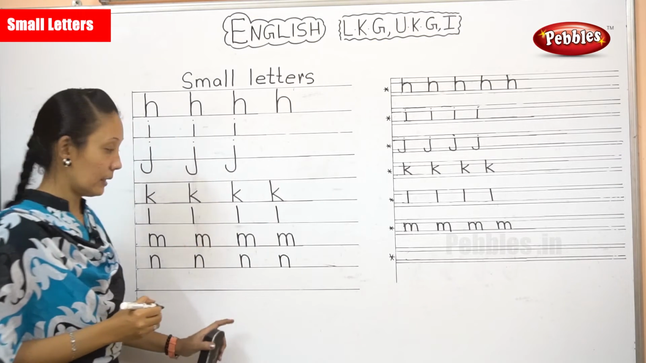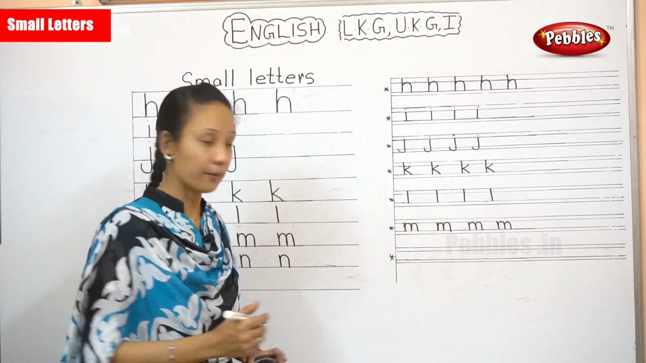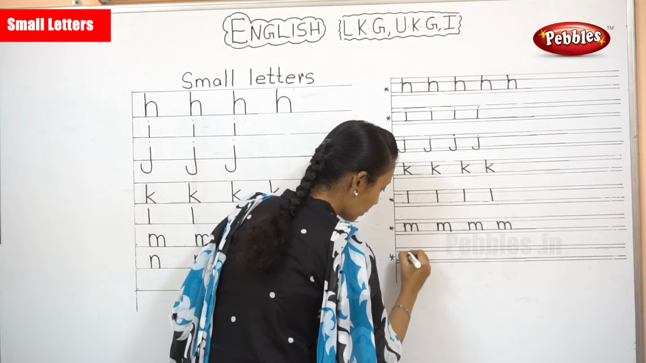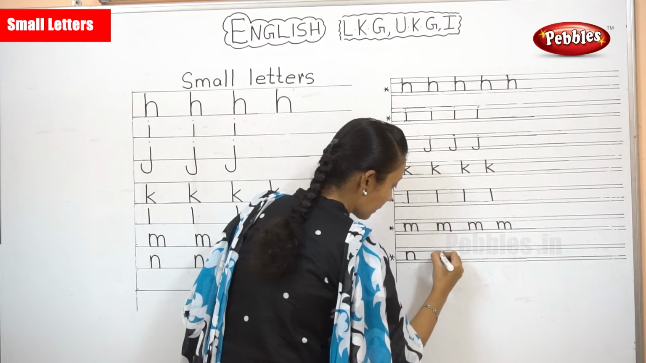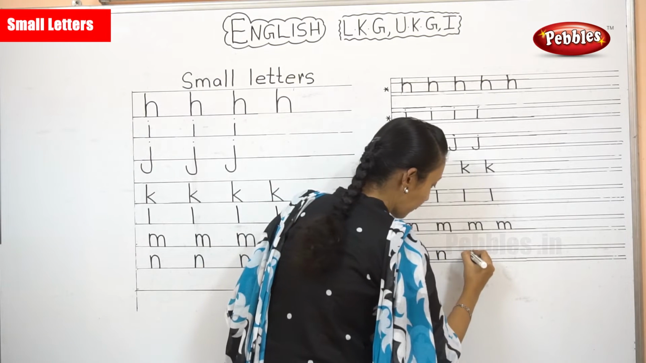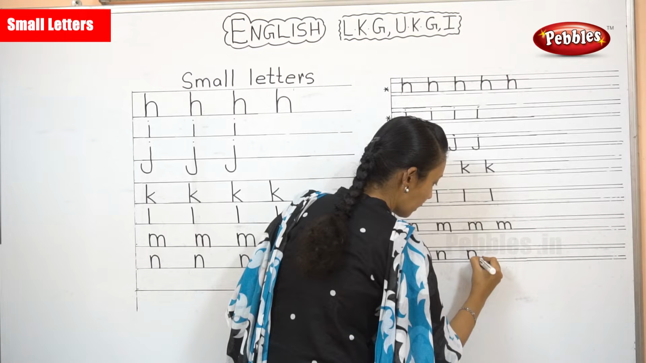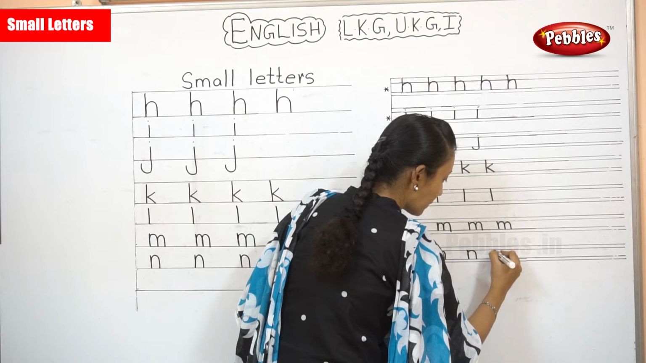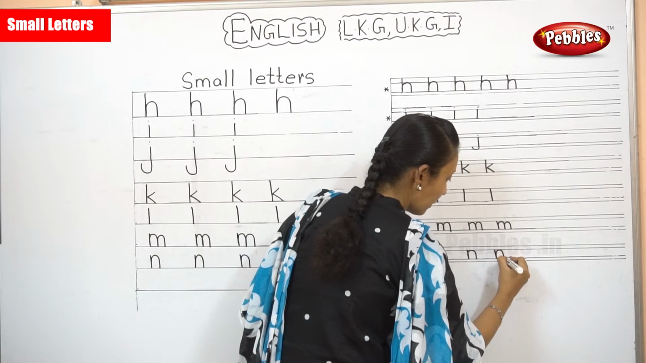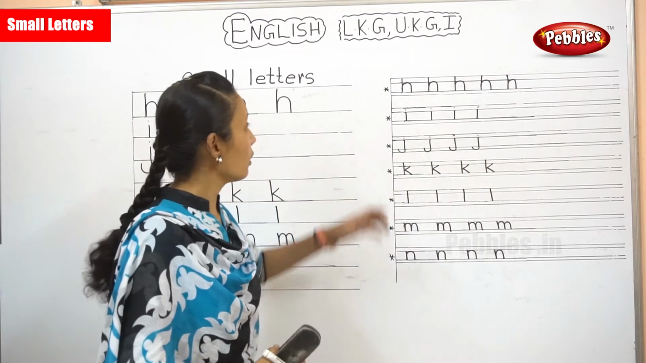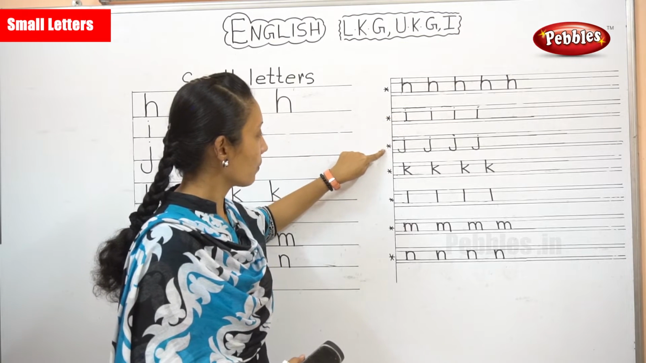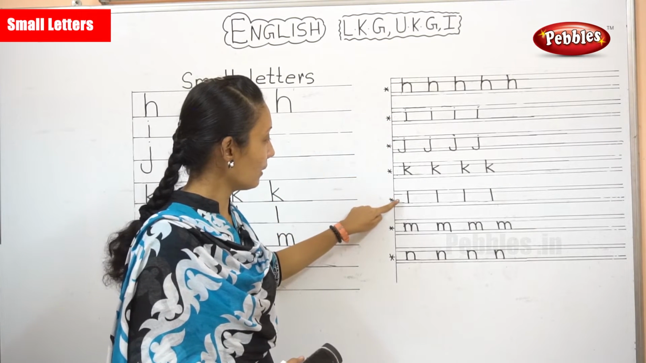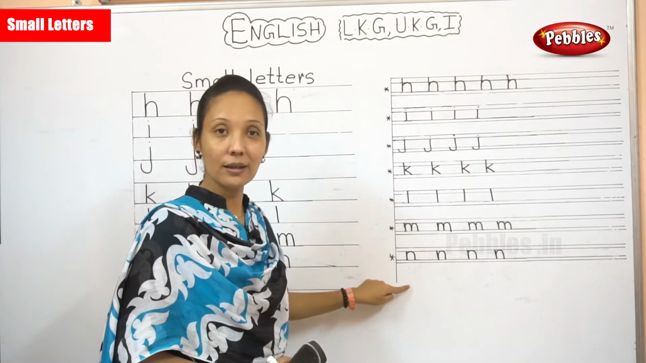Now, how do we write the N in your four lines? Inside your two lines only, that is your second and third line. N: standing line, down curve, N. Standing line, down curve, N. So your alphabet is H, I, J, K, L, M and N.